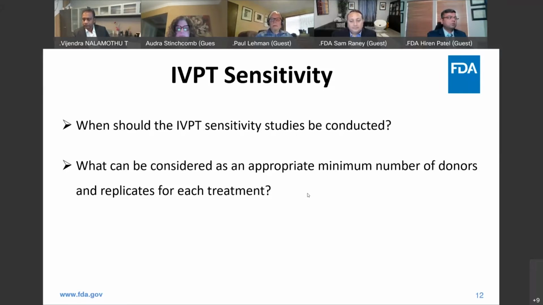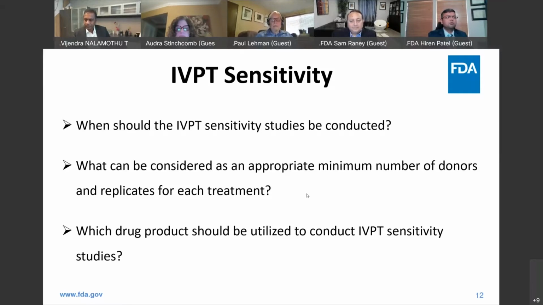My next question is, which drug products would be utilized to conduct the IVPT sensitivity study? Is it the test product or the reference product?